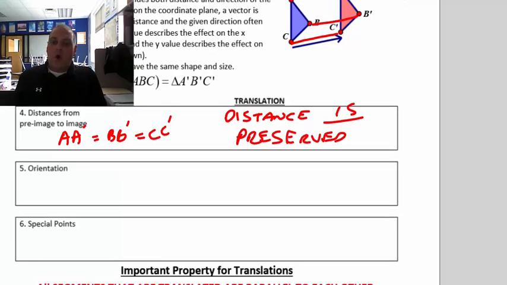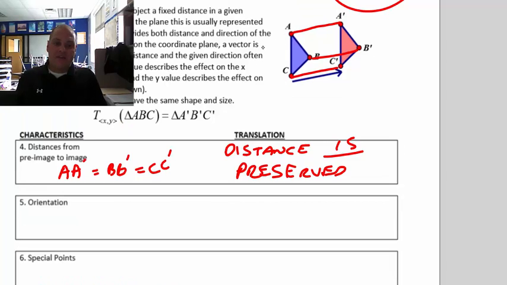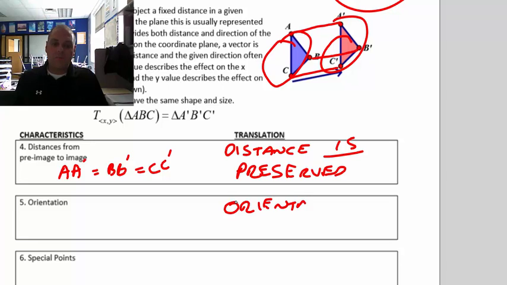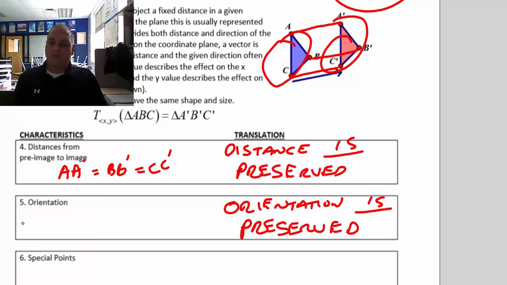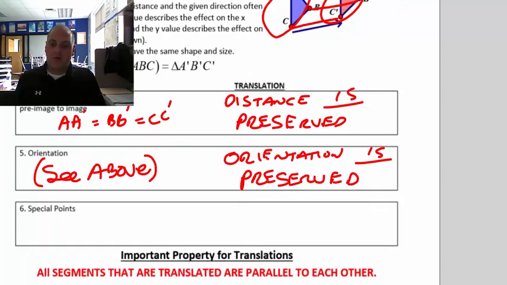Orientation: ABC, ABC, ABC, ABC. It goes the exact same way, clockwise, clockwise. So orientation is preserved. There's no flip. As long as there's no flip, the order, I'm just going to put C above. See the picture above where you can see the order is preserved.